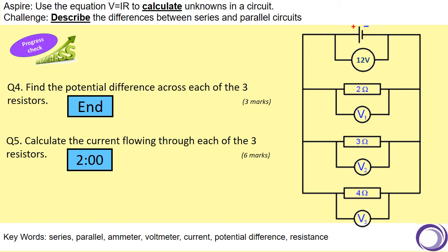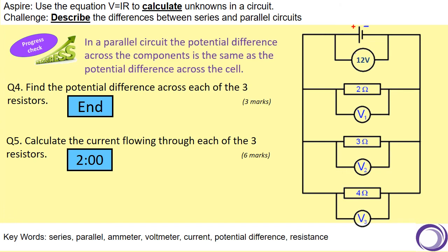You'll kick yourself if you've not got this right, because it's a lot more simple than you think. We've got 12 volt potential difference across the cell. And because this is a parallel circuit, the potential difference across the components is the same as across the cell. So they don't share it. They're all connected individually to that 12 volts. So across the 2 ohm resistor, we have 12 volts. Across the 3 ohm resistor, we have 12 volts. And across the 4 ohm resistor, we have 12 volts as well. So you've got 1 mark for 12 volts, 2 marks for 12 volts, and 3 marks for 12 volts.